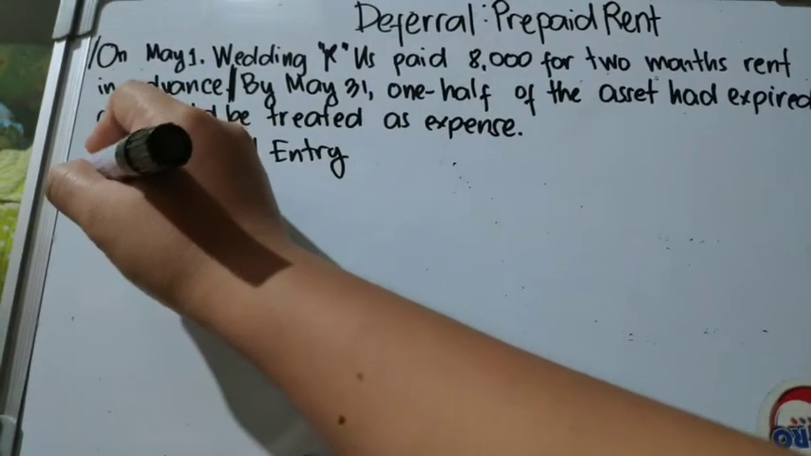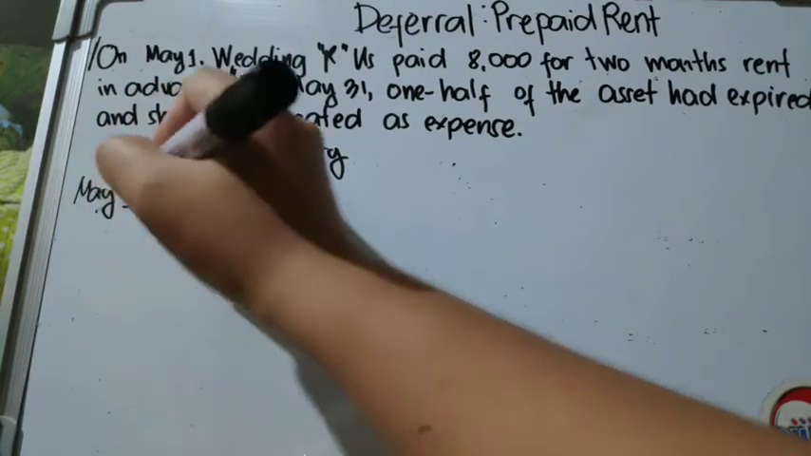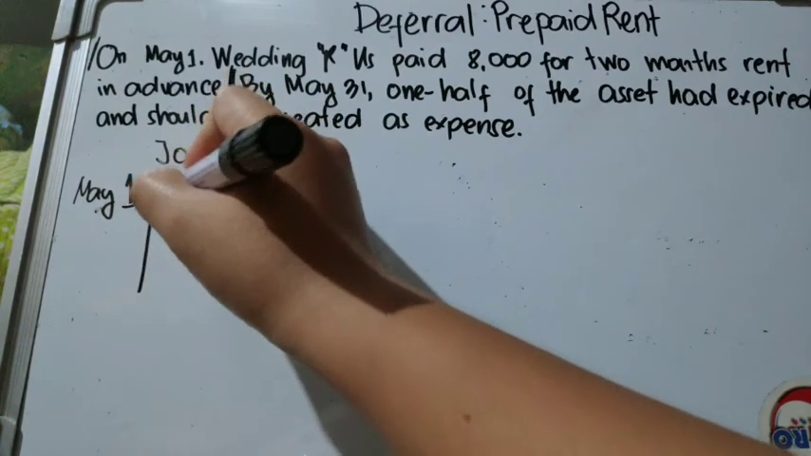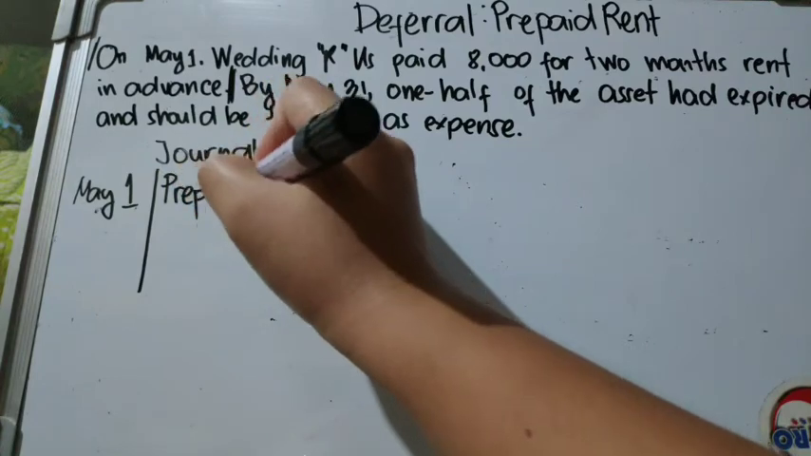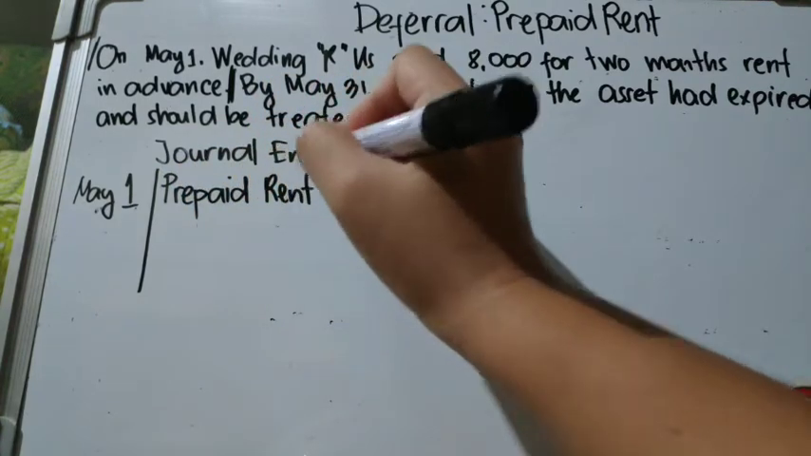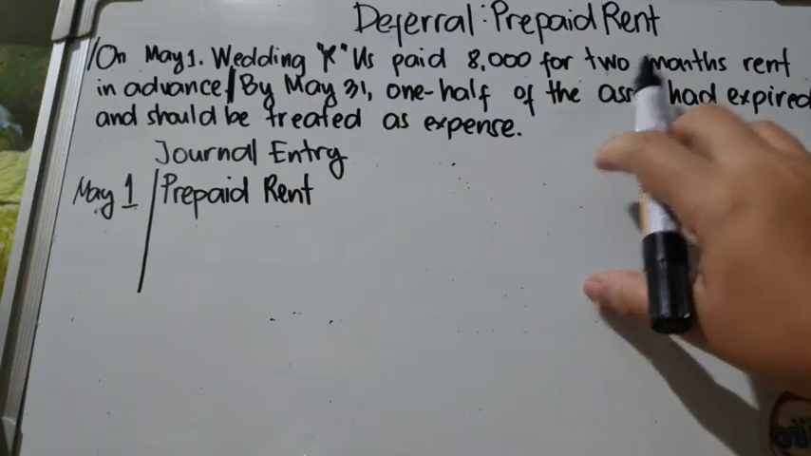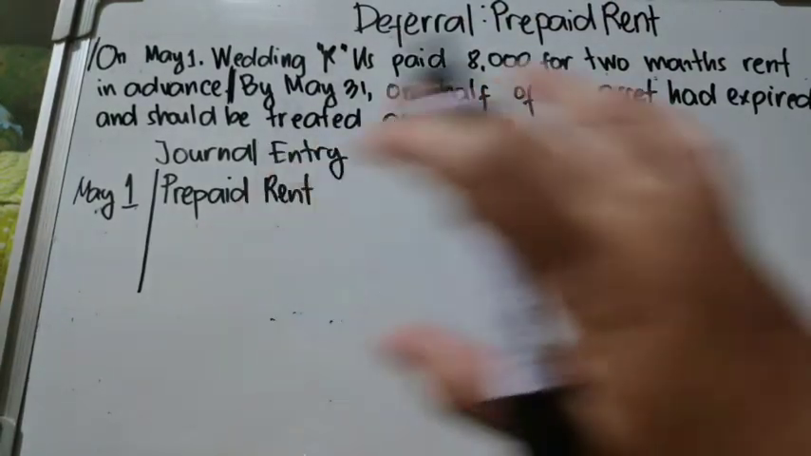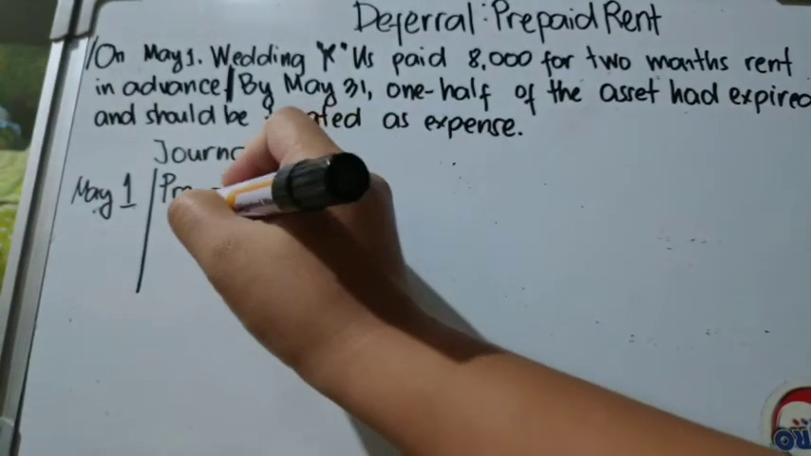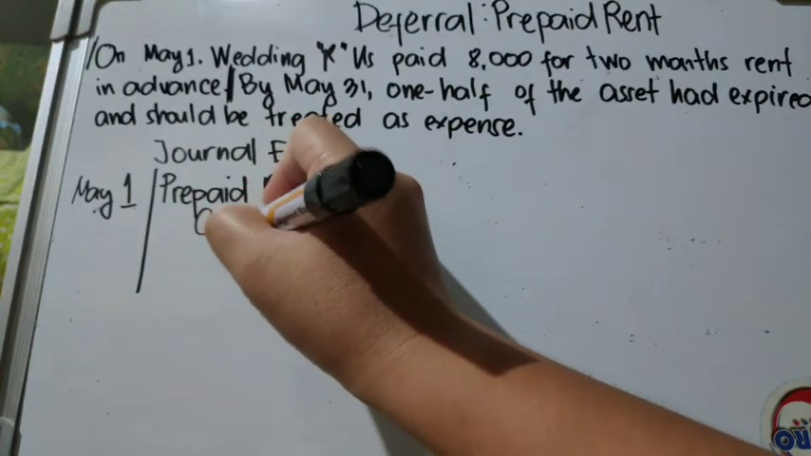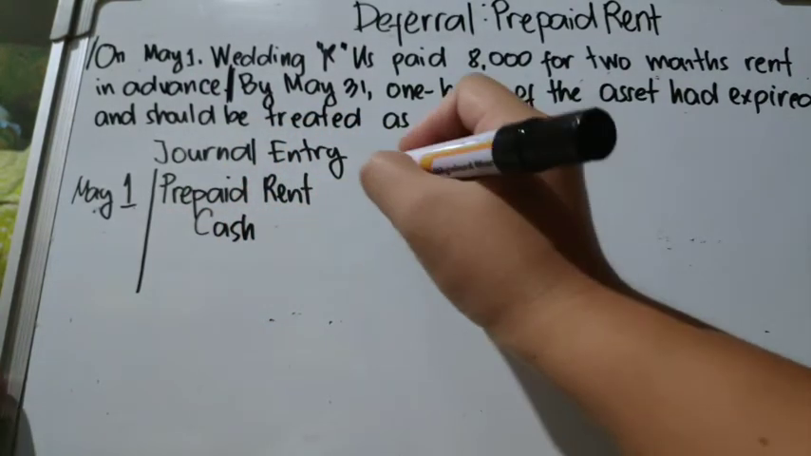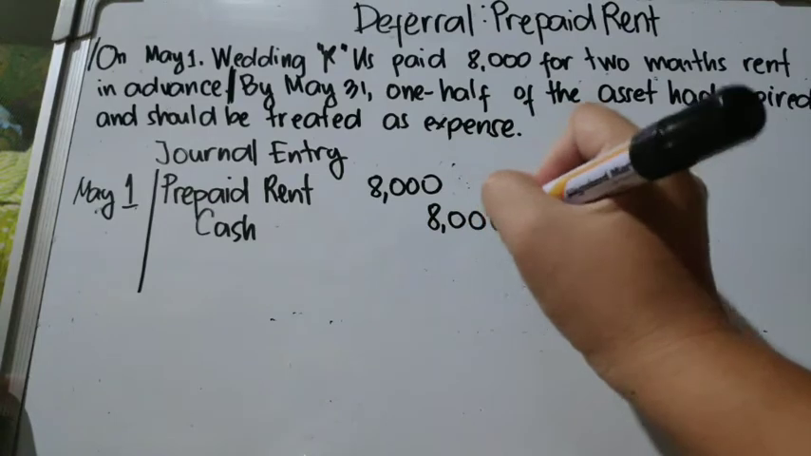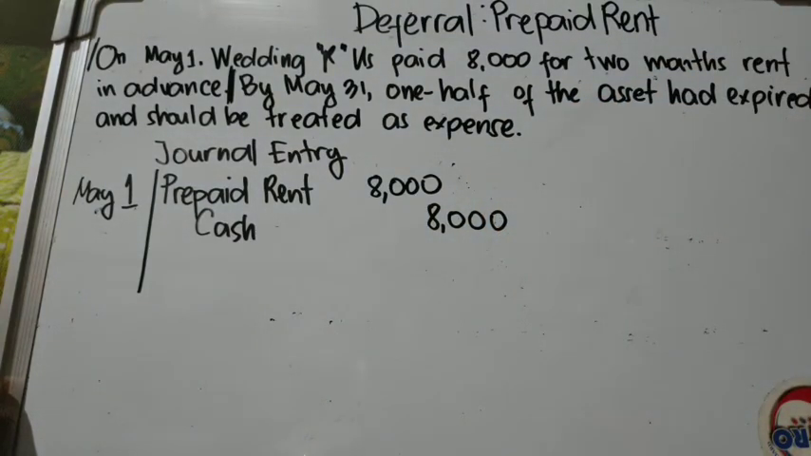So, on May 1, ang journal entry mo is, for the debit side, it will be prepaid rent. Right? Kasi may binayaran ka na 2 months rent in advance. And then may inilabas ka na pera para sa binayaran mong 2 months rent in advance. So you are to credit cash in the amount of 8,000 pesos. So that is your journal entry.